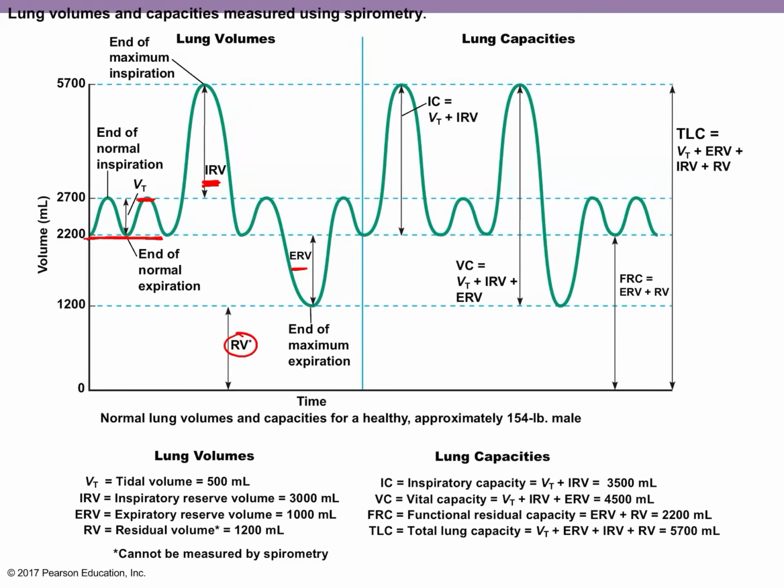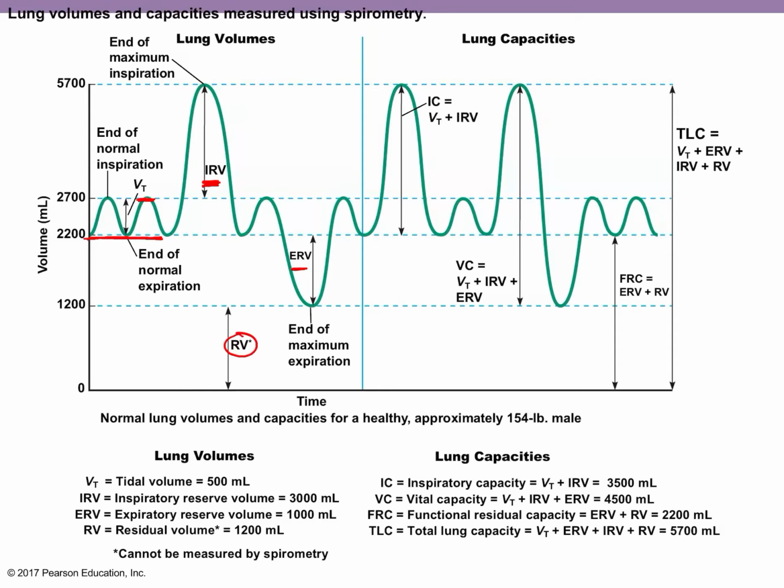It's important to have residual volume. So RV is residual volume, because it keeps your alveoli from collapsing. There's air always in the alveolar sacs and in the alveoli, and it actually functions to keep them from collapsing. So it's good that it's there.